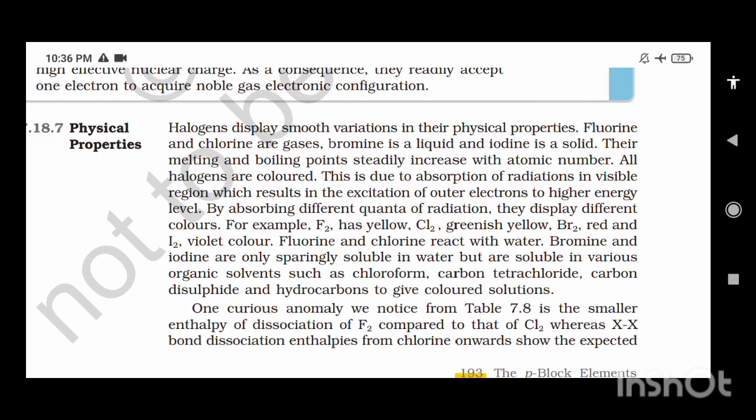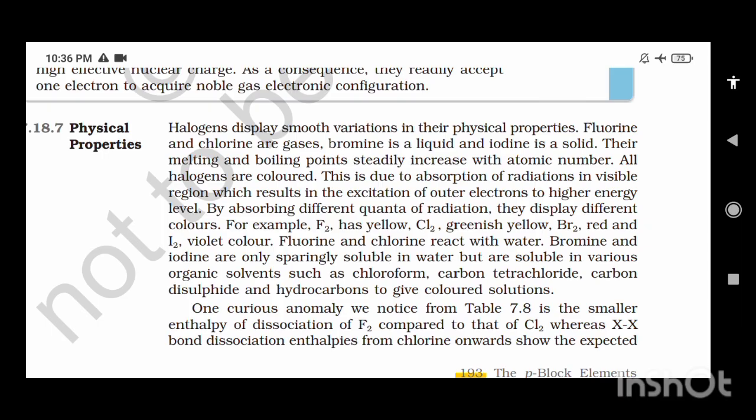All halogens are colored. This is due to the absorption of radiations in the visible region, which results in the excitation of outer electrons to higher energy levels. By absorbing different quanta of radiations, they display different colors. For example, F2 is yellow, chlorine greenish yellow, bromine is red, and iodine is violet in color.